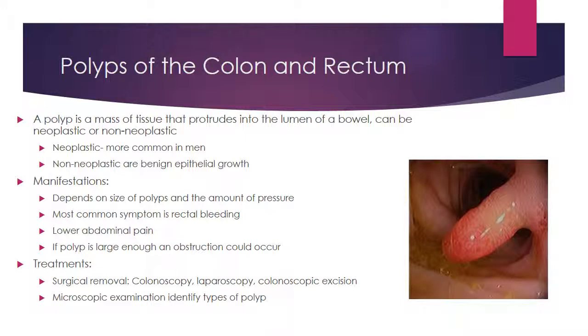Most common symptom is rectal bleeding. Lower abdominal pain is also associated with a polyp. If a polyp is large enough, an obstruction could occur. Some treatments would be to surgically remove the polyp via colonoscopy, laparoscopic, or colonoscopic excision. Microscopic examination identifies the type of polyp.